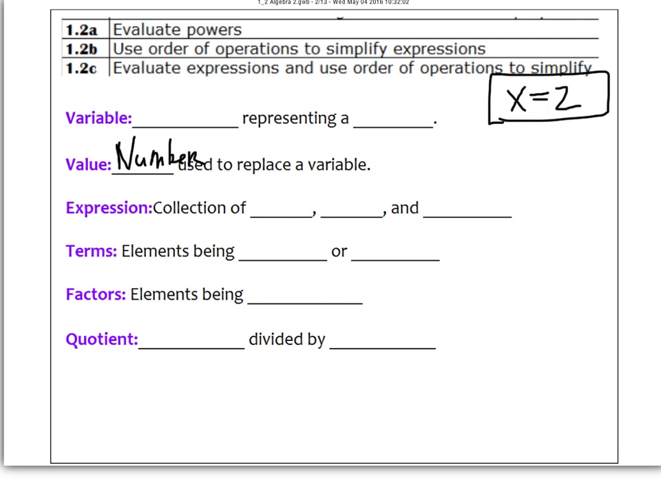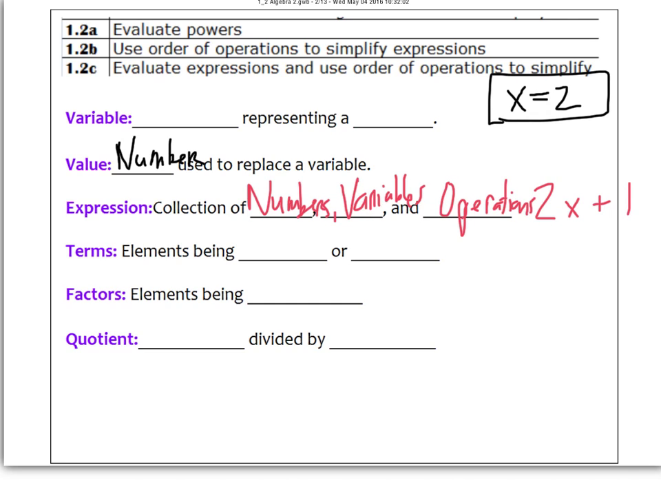An expression is an example of something like this. An expression is made up of three things. It's a collection of numbers, variables, and what we call operations. Operations are the plus, minus, times, and divide type of symbol.